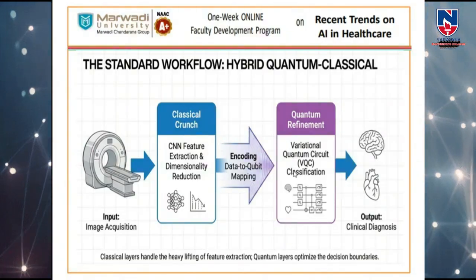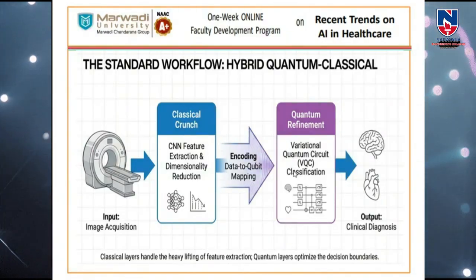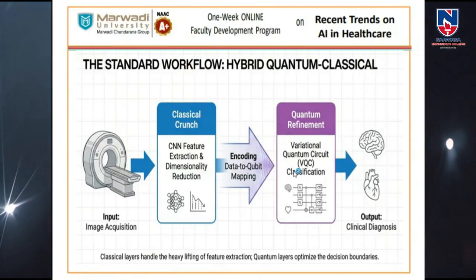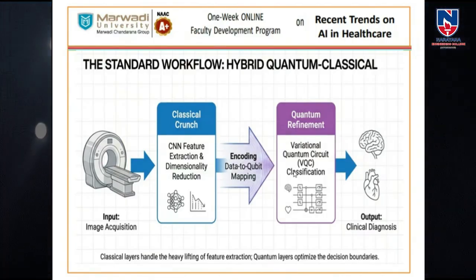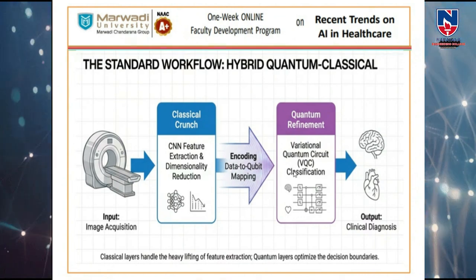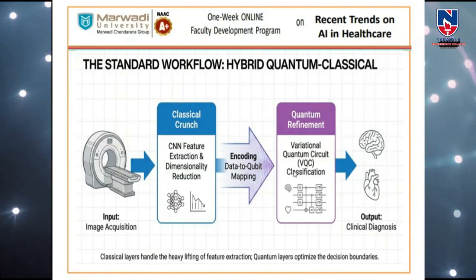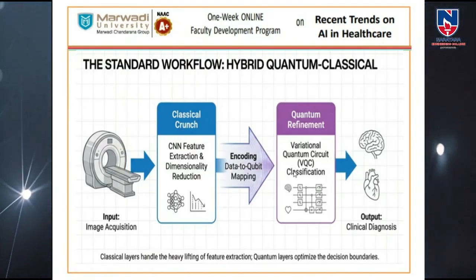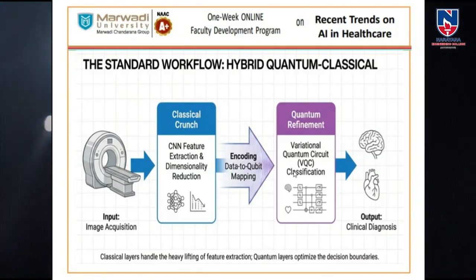That means the first part, the classical crunch, as I mentioned, is to do the intentional processing. That means transforming the high resolution image into compact features without losing the exact information about what the image contains. That means it produces informative feature vectors.